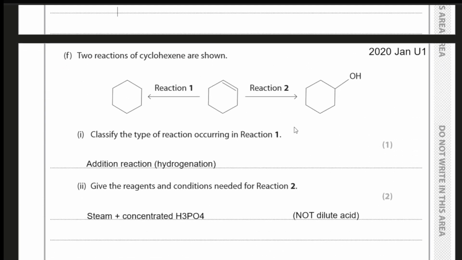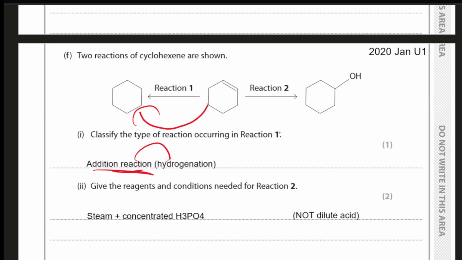Again, there are two reactions of cyclohexene shown. You can see they told you to classify the type of reaction occurring in reaction 1 and reaction 2. In reaction 1, hydrogenation is taking place, where you can see the double bond breaks, resulting in the addition of hydrogen. So obviously it's an addition reaction. Hydrogenation is the more professional way of saying it.